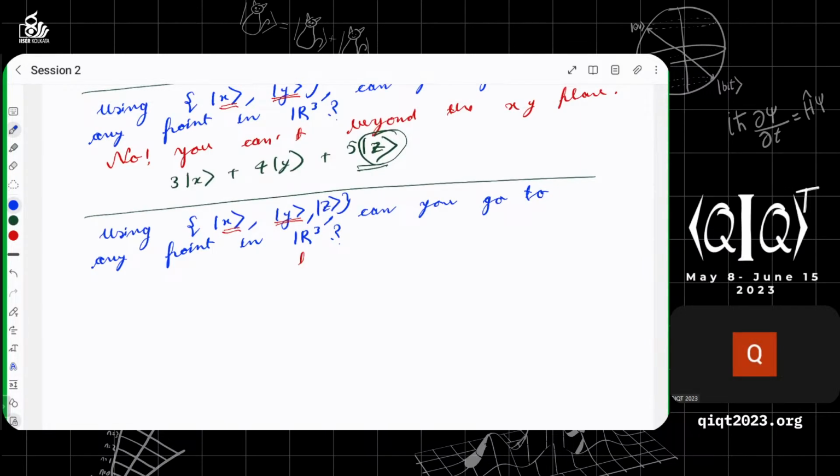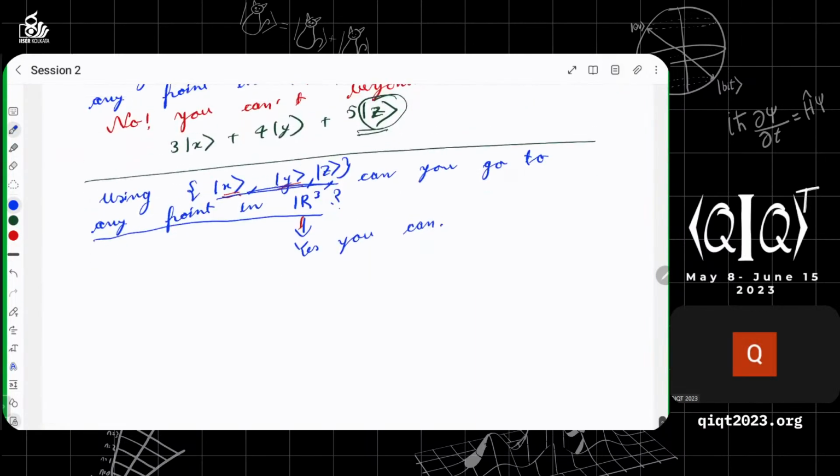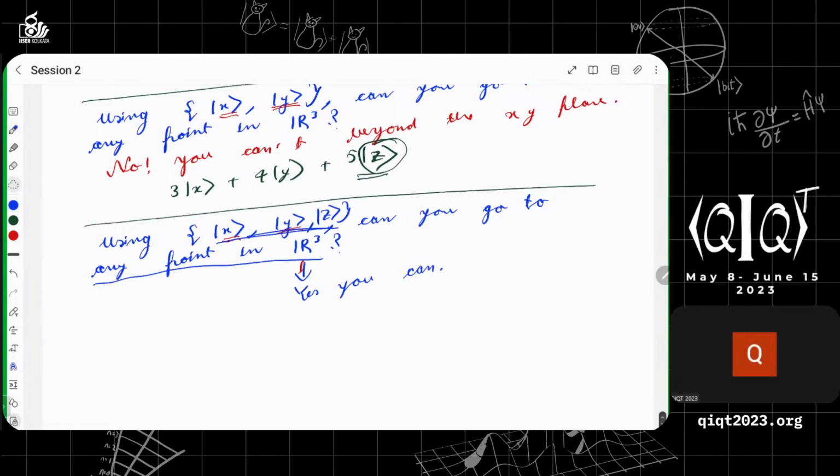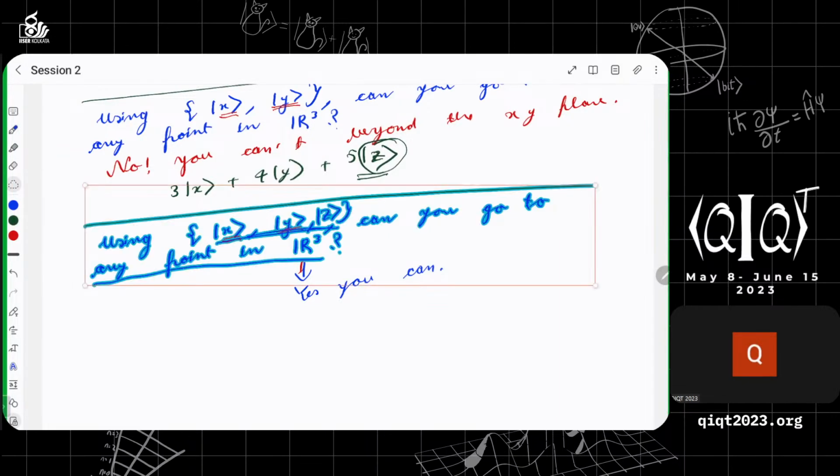Okay. So we were back to this question. Okay, can you go now with this modified set using all three of x, y, z, can you go to any point in R3? Well, of course, yes, you can. So this was really trivial. Now let's ask another similar question.